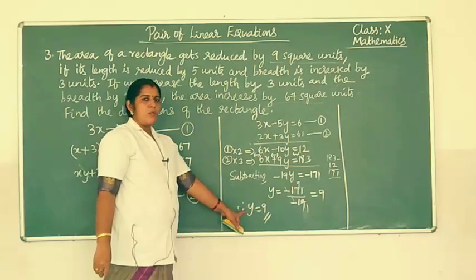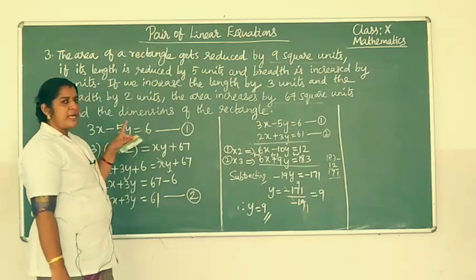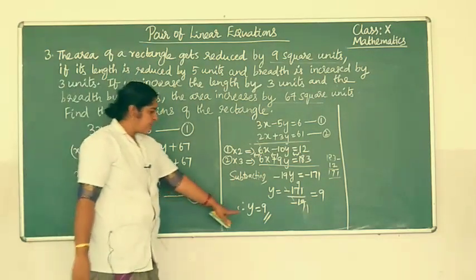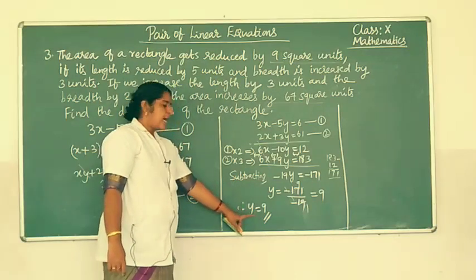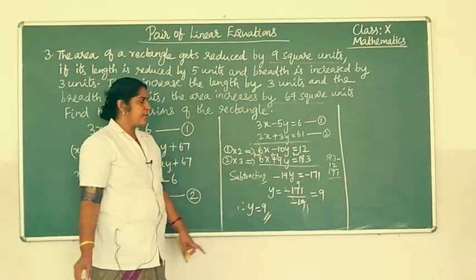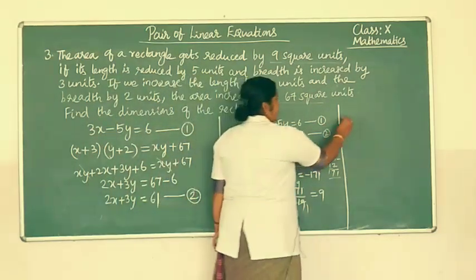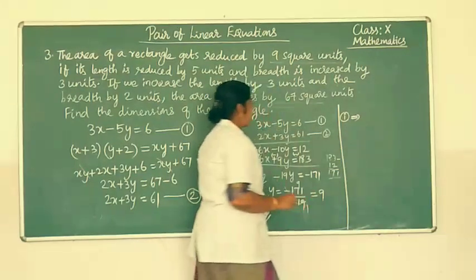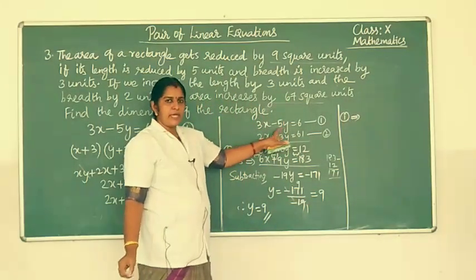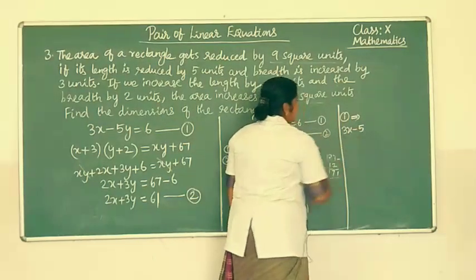What is y? y is the breadth of the rectangle. We assumed y as the breadth, so the breadth we got is 9 units. Now use this y to find the value of x from any one of the equations. If you take the first equation, what happens? Equation 1 implies 3x minus 5y equal to 6. That is 3x minus 5y.